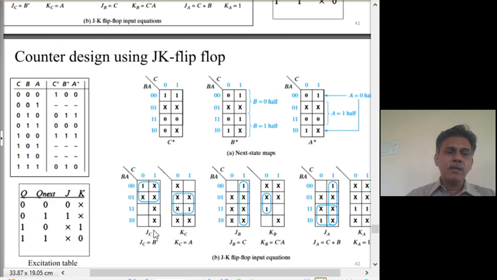Then how do we fill the exact values of JC and KC? If you look at the C is equal to 0 map, first we will look at J. For the 0 map, whatever the C plus value is, J also takes the same value. C plus is 0, J is 0. C plus is 1, J is 1.